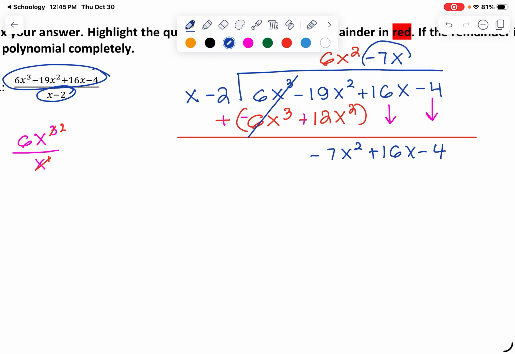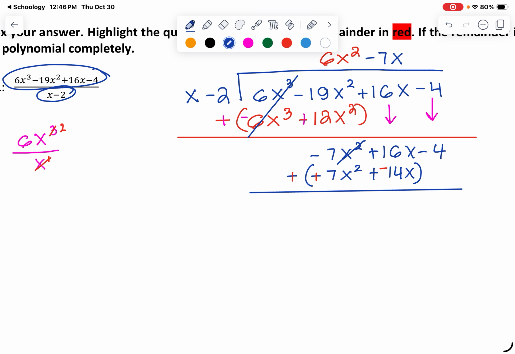All right, once you write something up here, you have to multiply the entire polynomial over here by that term. So negative 7x times x is negative 7x squared, and I'm going to write that underneath this x squared. Negative 7x times negative 2 is 14x, and I'm going to write that under my x term. Put it in parentheses, subtract it off of that polynomial. I don't like subtraction, so I'm going to change it to addition, and then distribute the negative.